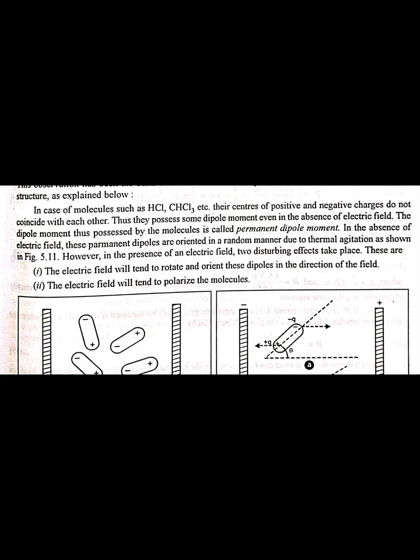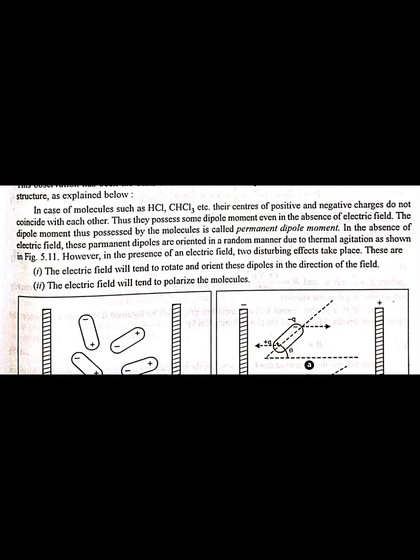In the case of molecules such as HCl, CHCl3, etc., their centers of positive and negative charges do not coincide with each other. Thus, they possess some dipole moment even in the absence of an electric field. The dipole moment thus possessed by the molecule is called permanent dipole moment. In the absence of an electric field, these permanent dipoles are oriented in a random manner due to thermal agitation, as shown.